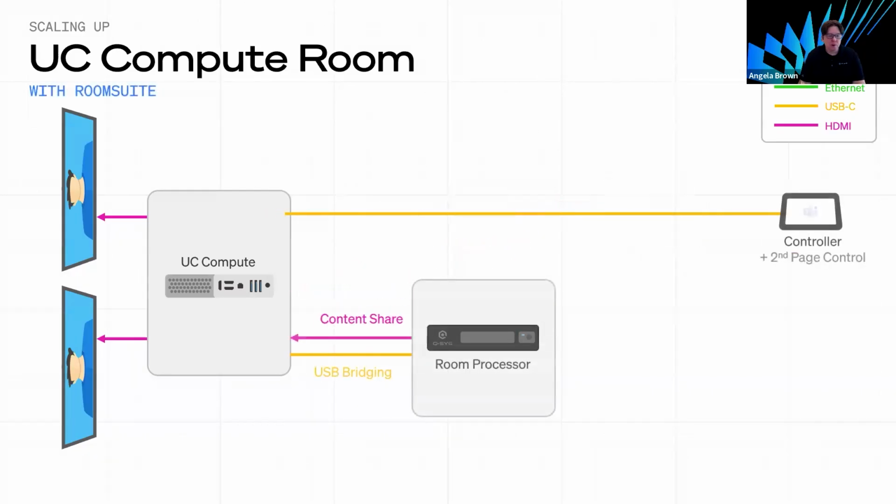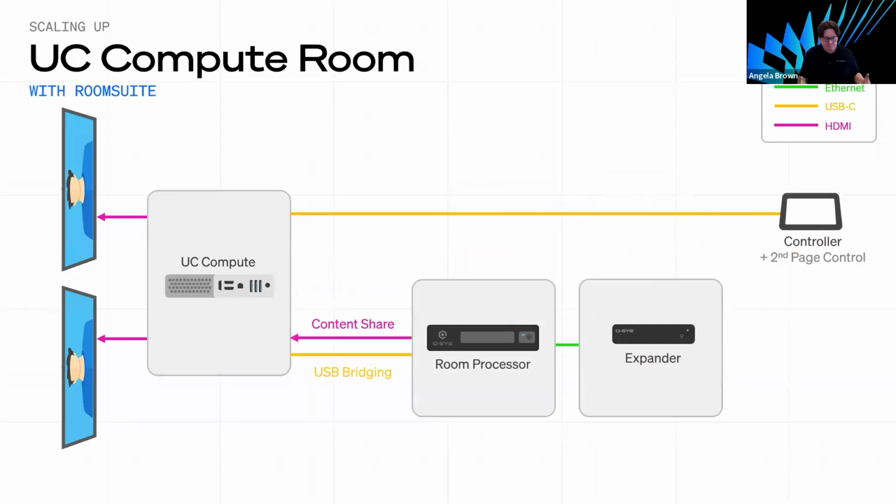So let's go ahead and throw in the room processor and the expander and talk about how all this is going to work. We still have our UC compute, we still have our controller, but we have the RMP 100 that is connected to the UC compute via USB for audio and cameras. And then the HDMI output of the RMP 100 would feed into the content share input of the UC compute.